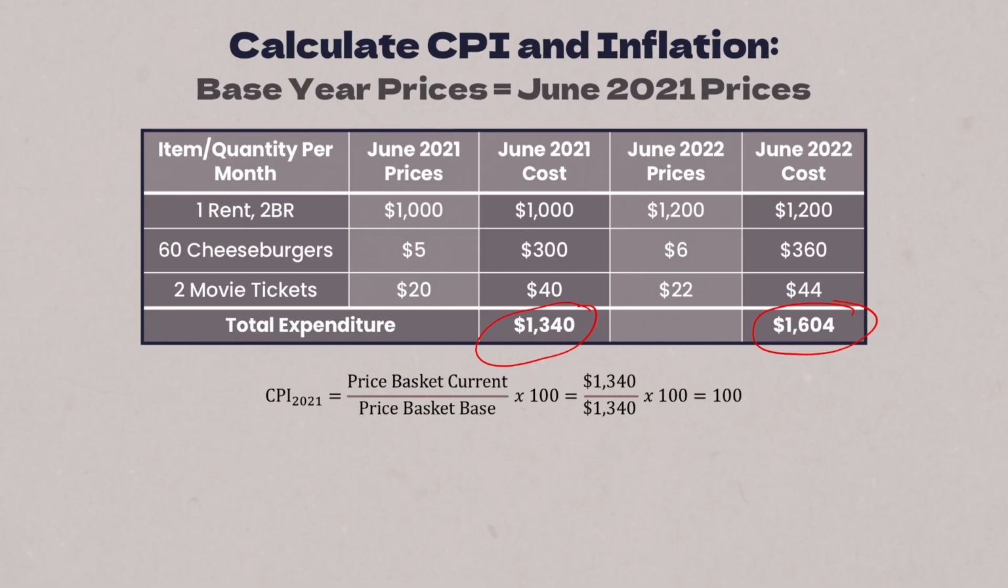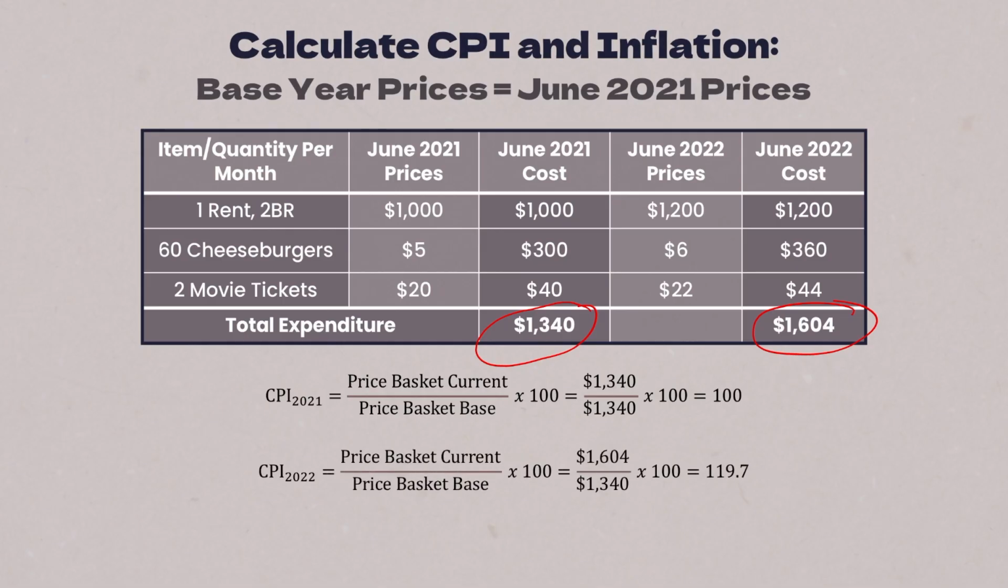Now we can construct our CPI. Our base year CPI is always going to be equal to 100 because the current price of the basket is going to equal the base year price of the basket. So here the CPI in 2021, June 2021, is just 100. But now here for 2022, June 2022, it's 16.04 divided by that base year price of the basket of 13.40, multiplied by 100, and our CPI goes up to 119.7.